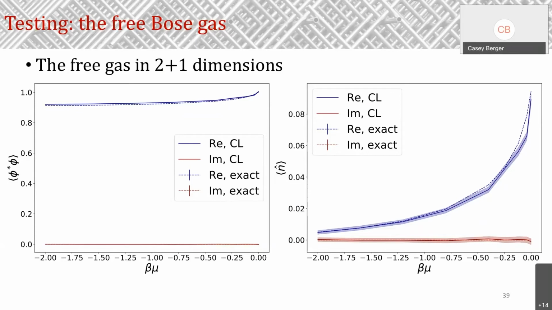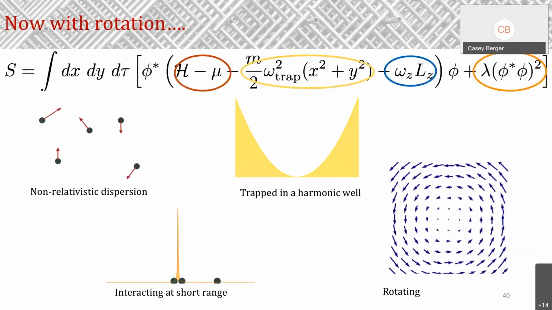Okay, so we've done some testing. We know that the method is reproducing known results. So now let's throw it into the system with rotation. Just as a reminder, this is what we're looking at.